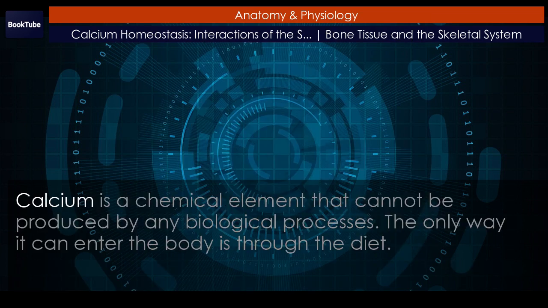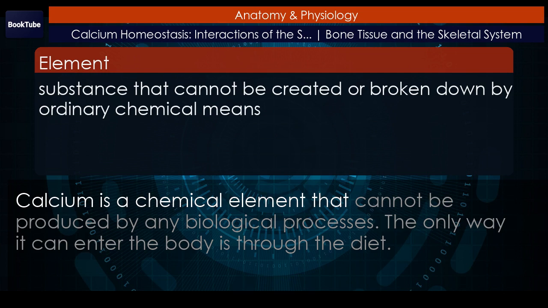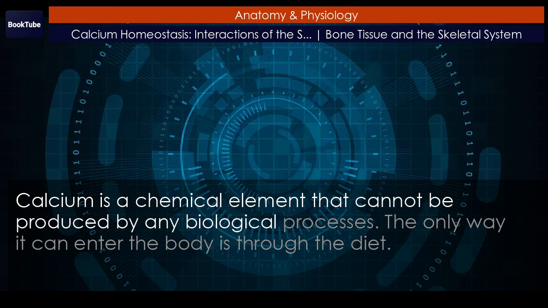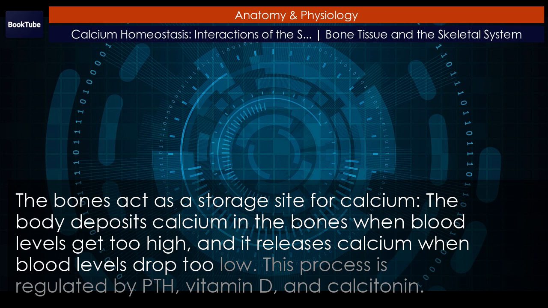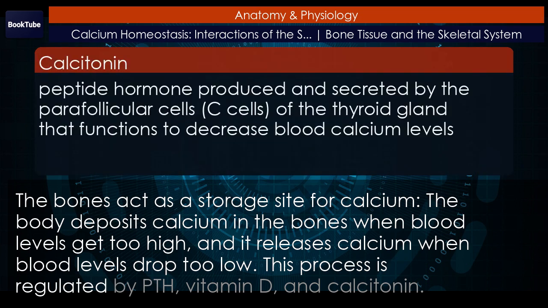Figure 1. Calcium is a chemical element that cannot be produced by any biological processes. The only way it can enter the body is through the diet. The bones act as a storage site for calcium. The body deposits calcium in the bones when blood levels get too high, and it releases calcium when blood levels drop too low. This process is regulated by PTH, vitamin D, and calcitonin.